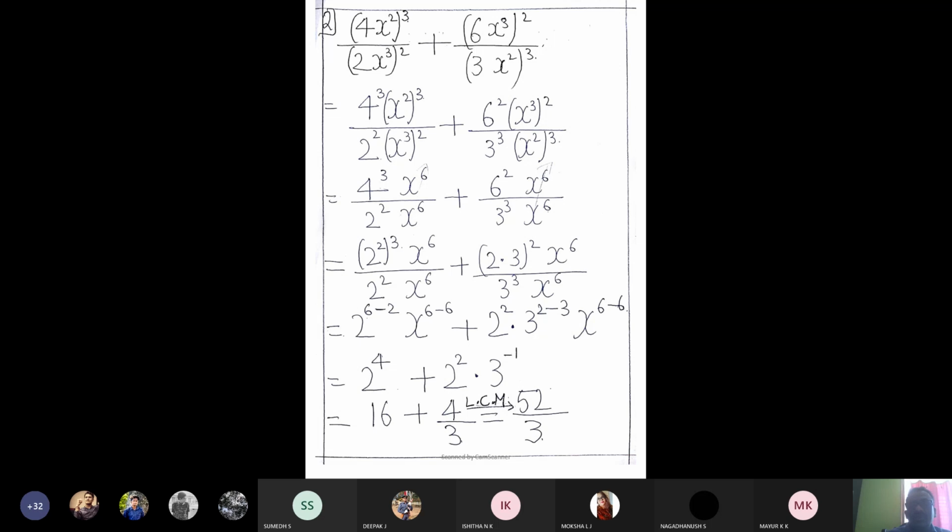Next, use the same concept. 6 to the power of 2 into x to the power of 3 power 2, that is 6. Again 3 to the power of 3, x to the power of 6. Now if I do that, 4^3 divided by 2^2 x^6 divided by x^6, 6^2 divided by 3^3 x^6 divided by x^6. Now, here 4 to the power of 3, you can write it as 2 to the power of 2.